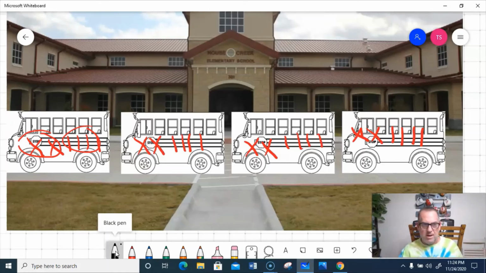So we could say there's going to be 25 on each bus, and then we take away the 4 students that are riding with parents. So that's basically taking away 1 from each bus. So that would be 25 minus 1 equals 24. That's just another way of solving that problem the same way.